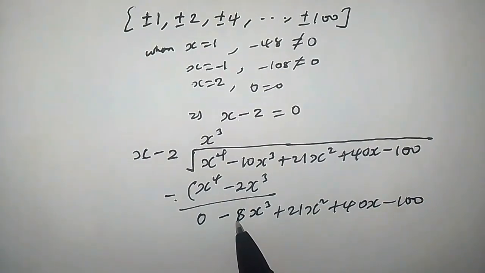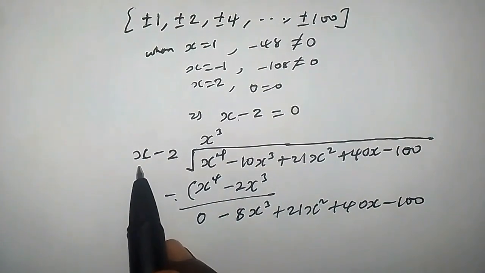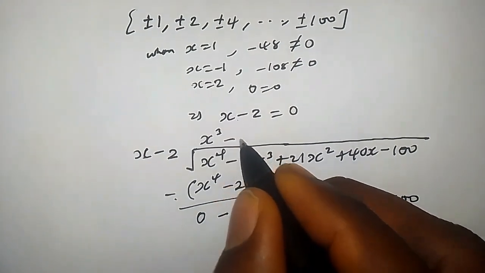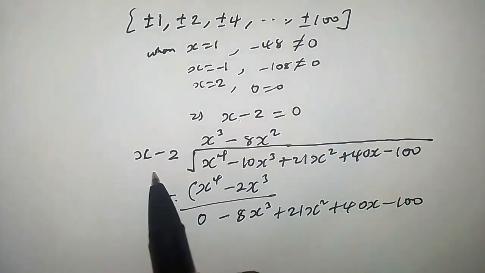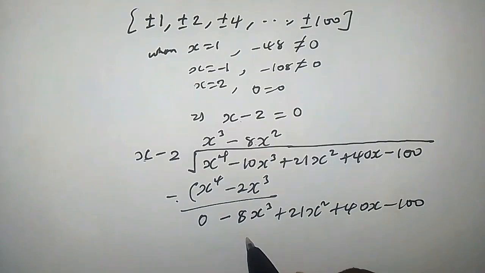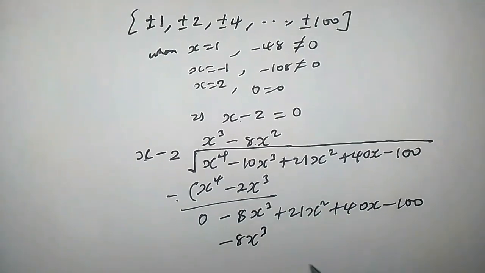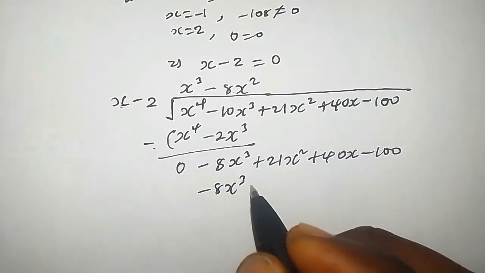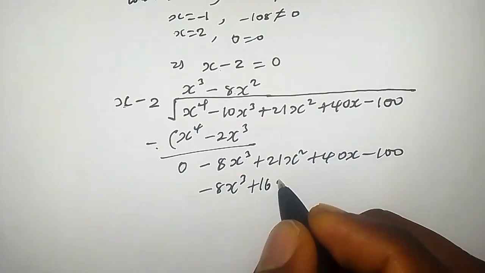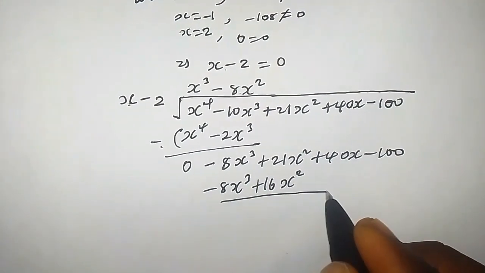Let's proceed further. So minus 8x cubed over x will give minus 8x squared. So x times minus 8x squared is minus 8x cubed. Minus 2 times minus 8x squared is plus 16x squared, all over.